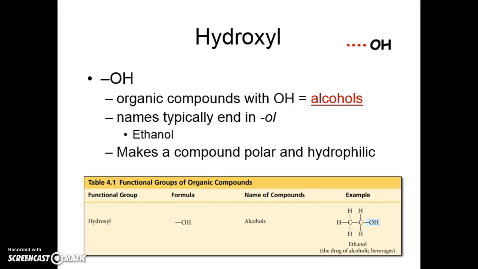So the first one is the hydroxyl. So the organic compounds with the OH end up being mostly alcohols, and they typically end in an -ol in terms of their name, like ethanol. They make the compound that they're attached to polar and hydrophilic. And that comes down to the fact that they have this oxygen attached. So when you get an oxygen attached in the functional group, you're changing it to a polar molecule in most cases, and something that's hydrophilic. Because as you know from water's properties, oxygen is very electronegative and it is very hydrophilic.